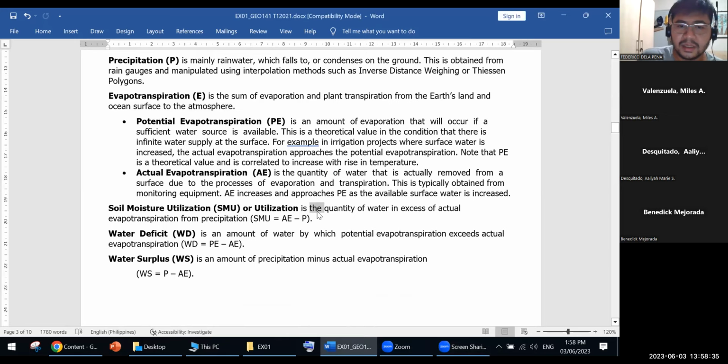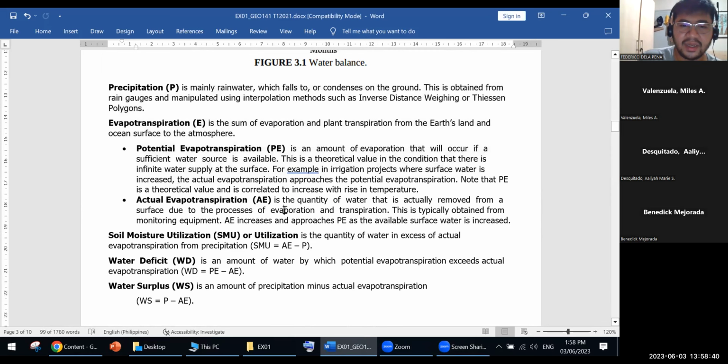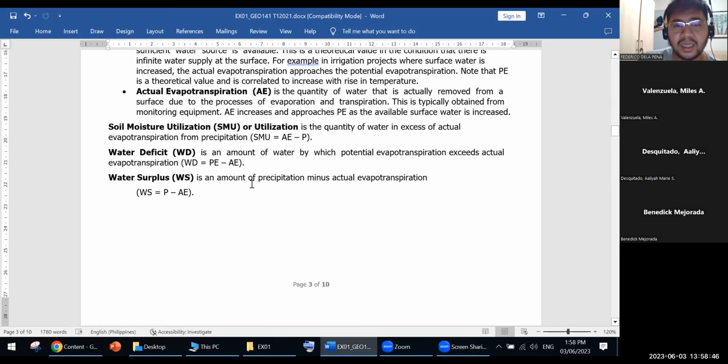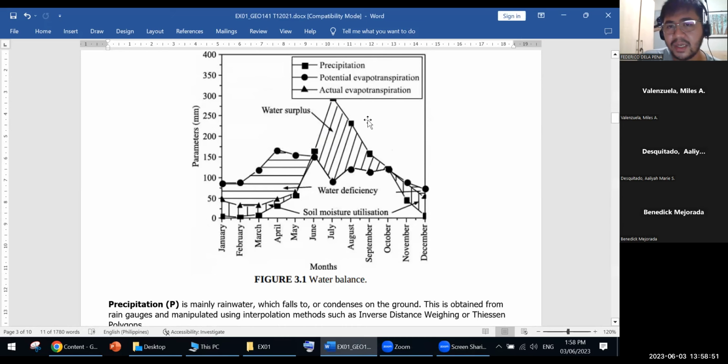So these are just the definitions of the concepts I discussed. These are just the formal definitions, but more or less, I hope you already understand the conceptual or rather the functions of these parameters.